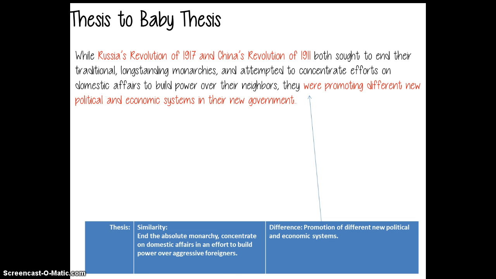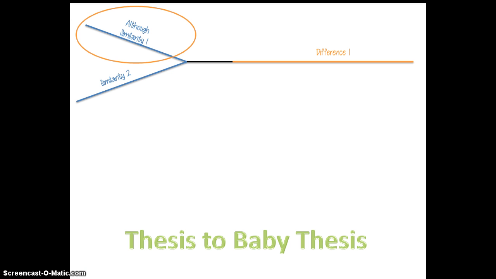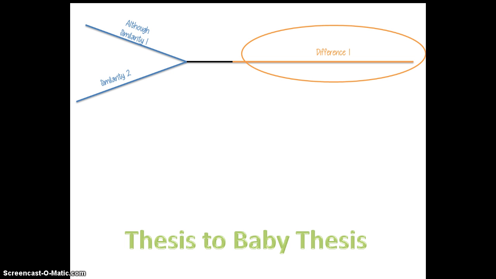We take our thesis, which has usually 3 clauses, and we cut it up, and each clause becomes a separate sentence to begin each body paragraph. So the first clause of my thesis, the first similarity, becomes the baby thesis, the first sentence of body paragraph 1. The second clause of my thesis becomes the baby thesis, or first sentence, of body paragraph 2. And the final clause in my thesis becomes the baby thesis, first sentence, of body paragraph 3.